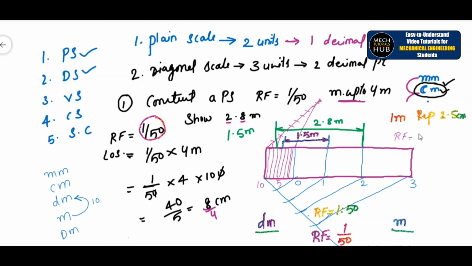What we need to do here is RF is equal to 2.5 centimeters by 1 meter, because to calculate RF he has not given anything directly. Here he has given meters and centimeters, both different units. If that is the case, we need to convert them: to convert the meters into centimeters, 1 multiplied by 100. Okay, that will give you a simple RF value, which is 1:40.